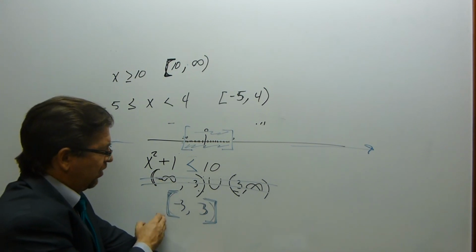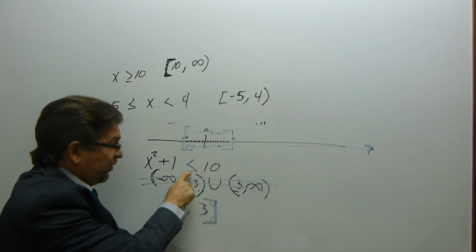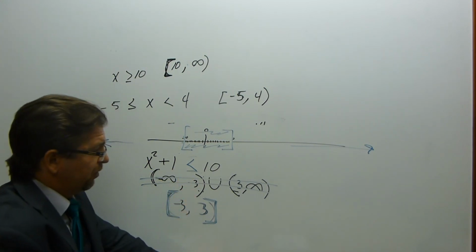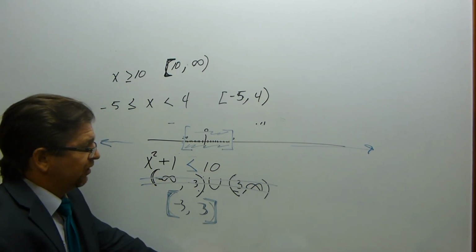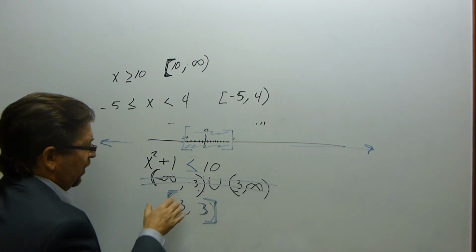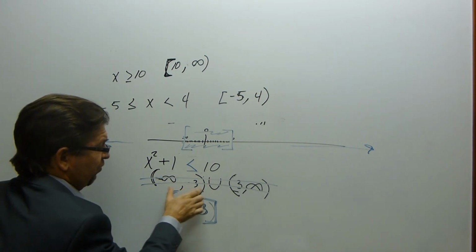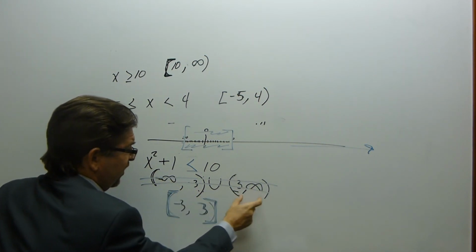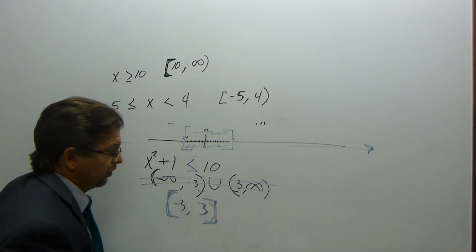Okay, square brackets are when we include a number, like an equal sign, less than or equal. Curved brackets are when we do not. And if we have two sets, like when we had negative infinity to negative 3 and 3 to positive infinity, we have to use a union symbol.